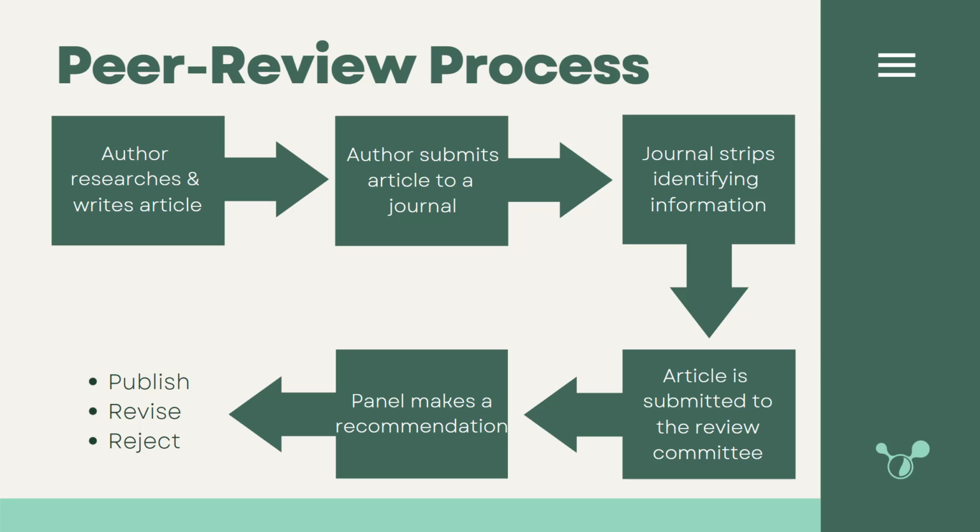After the review committee analyzes the article, they make a recommendation. They could either publish the article automatically, which means that everything's fine with it. They could ask the author to revise it, which is pretty common, and then the author would need to edit the article and then resubmit. Or the panel could outright reject the article, which means that it's not okay for publication.